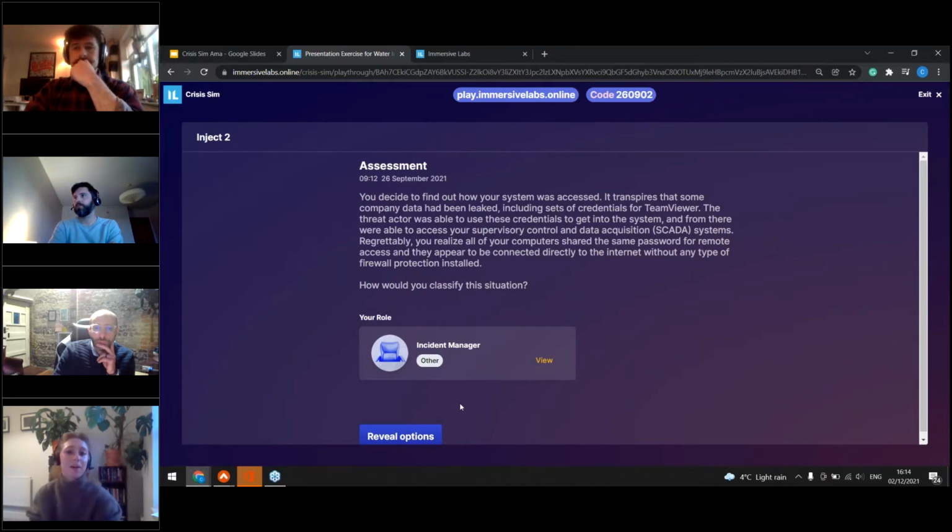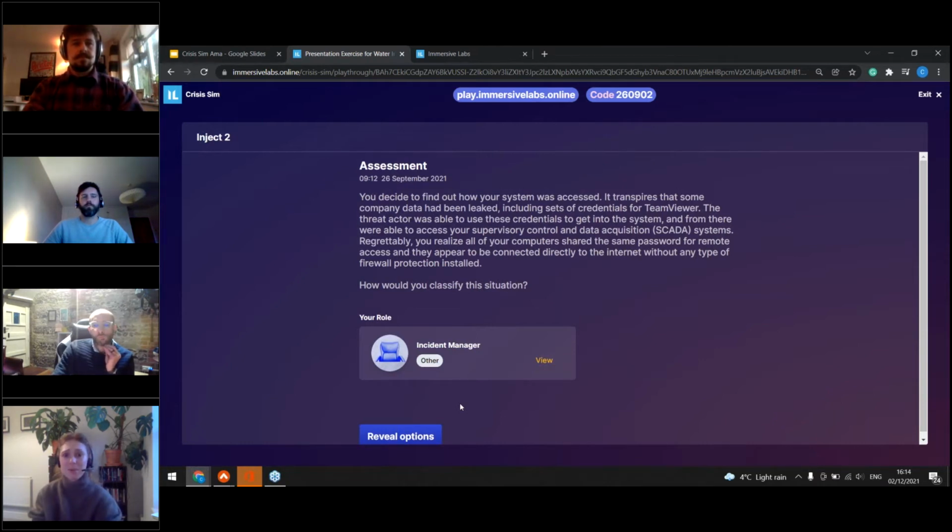So we decided to find out how our system was accessed. It transpires that some company data has been leaked, and of credentials for TeamViewer. The threat actor was able to use the credentials to get into the system and then access supervisory control and data acquisition systems.